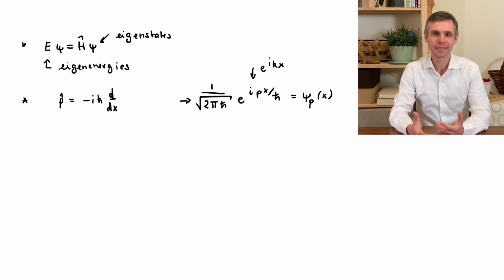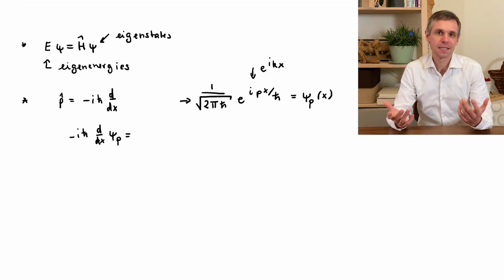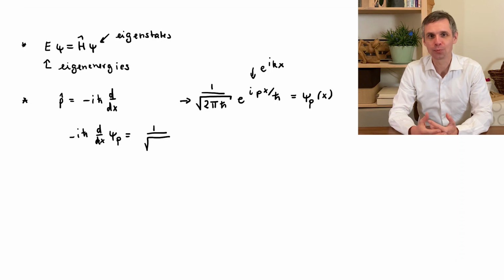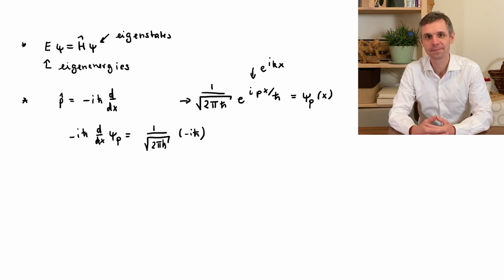So let us briefly check that this is actually still an eigenstate of momentum, for which I calculate minus i h bar d/dx of this function psi p. This contains this factor 1 over square root of 2 pi h bar and the factor minus i h bar, which both do not depend on x, so we do not need to care about them when we are then taking the derivative with respect to x.